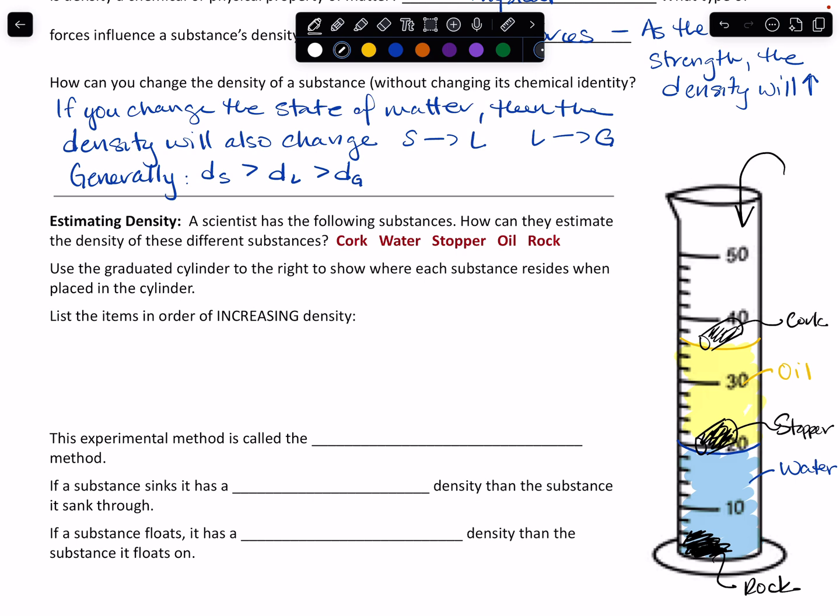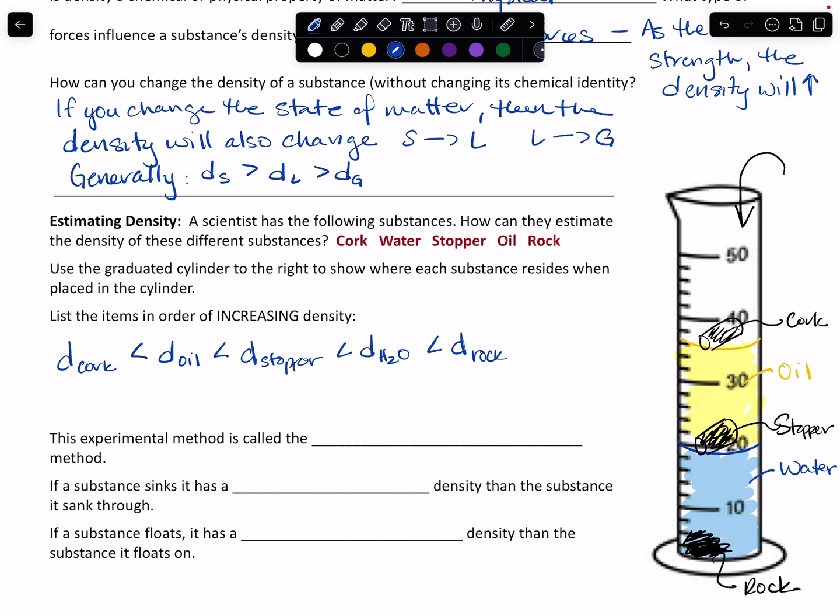So what we can do is look at this: we start at the very bottom, which is the substance with the highest density value, and we end at the top, which is the substance with the least density. In order of increasing density, the density of the cork is less than the density of the oil, which is less than the density of the stopper, which is less than the density of the water, which is less than the density of the rock. So the rock will be the most dense, and the cork will be the least.